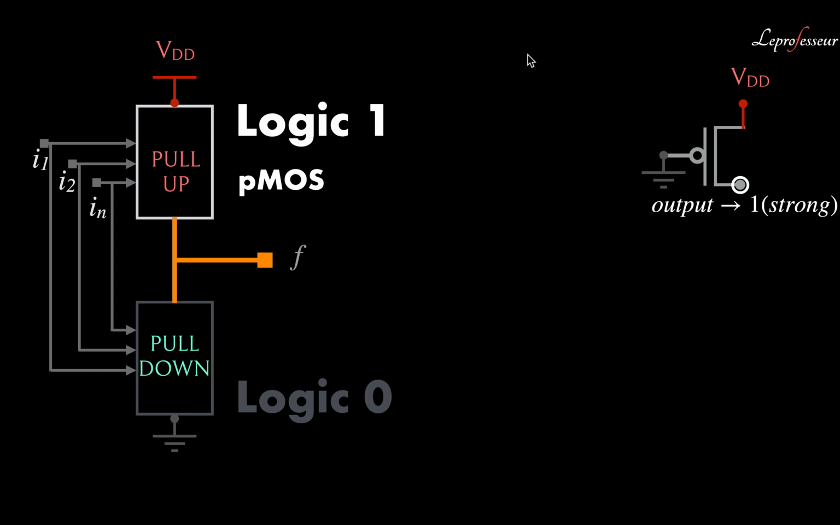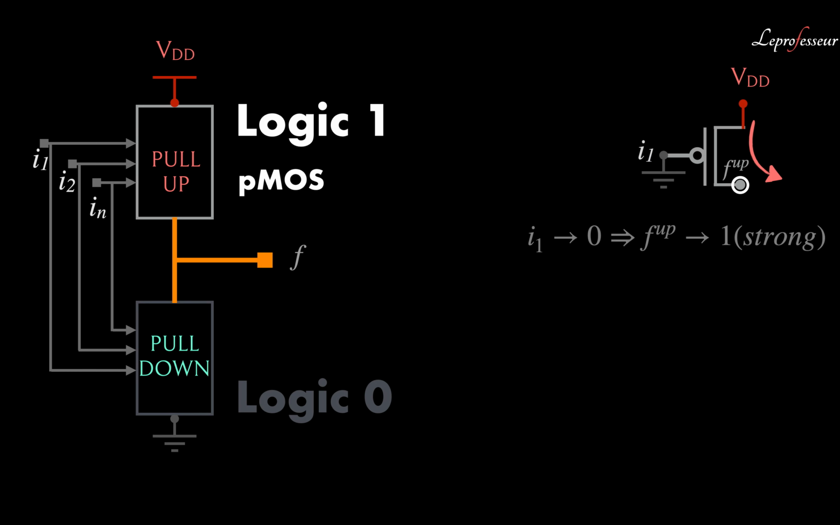So this PMOS circuit pulls the output to a strong 1. We can formalize it. Let's say the input is I1 and the output we can denote as a function f pull-up. So when I1 tends to 0, f pull-up tends to 1, a stronger 1. Remember this equation.